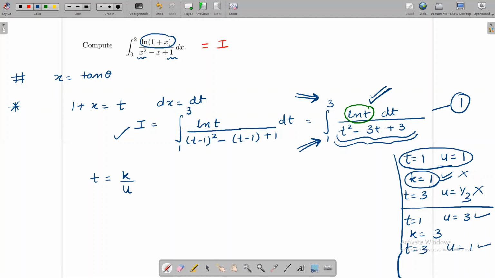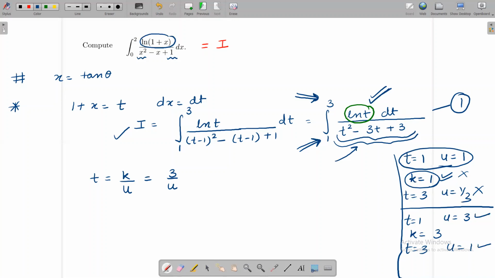So in the new form, the new variable is taking the limit 1 and 3. Fine. So I decided that k is 3 for the present question. Now we have to verify the third thing, which you can easily verify: if you replace t with 3 by u, the denominator doesn't change.